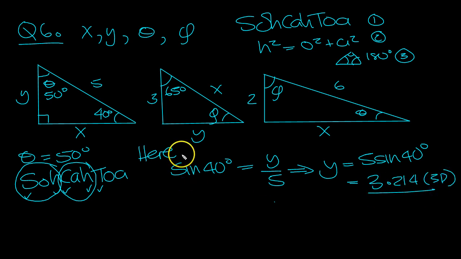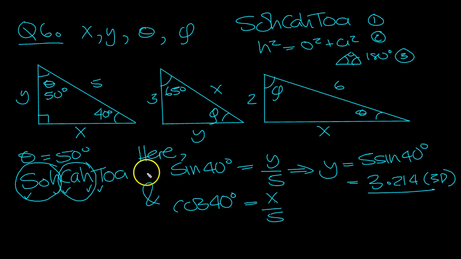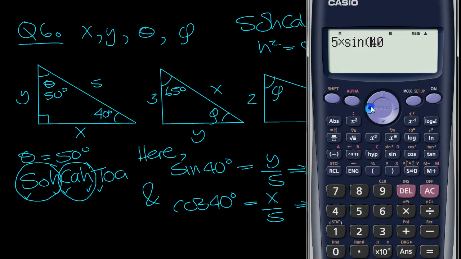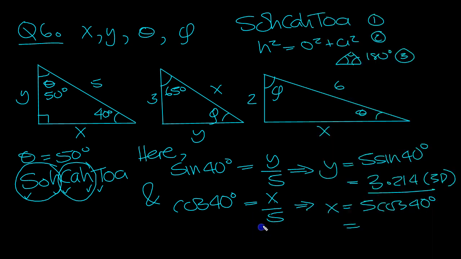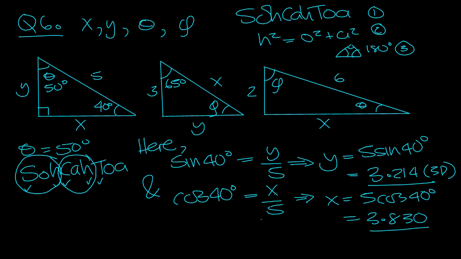So that was that one, and cosine we said as well, didn't we? Cosine of 40 degrees is the adjacent, which is x, over 5, the hypotenuse. So that will tell us what x is: 5 cos 40. So 5 times cosine 40 degrees is 3.830, and that was to 3 decimal places as well. So that was the first one.